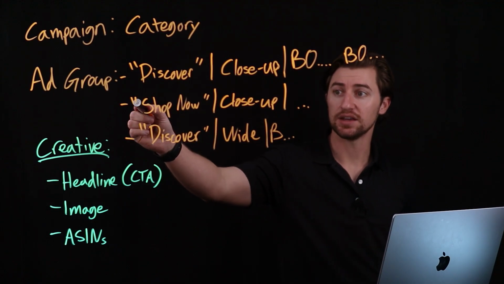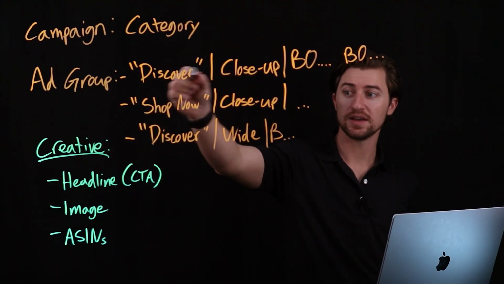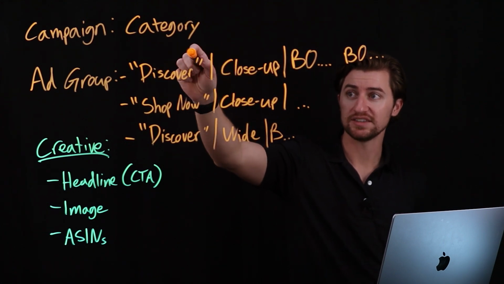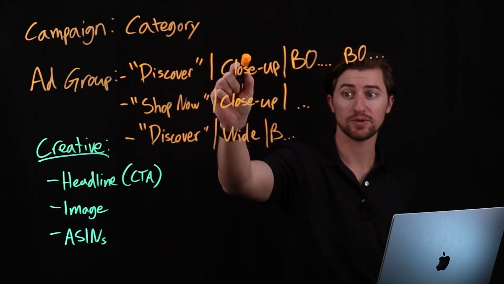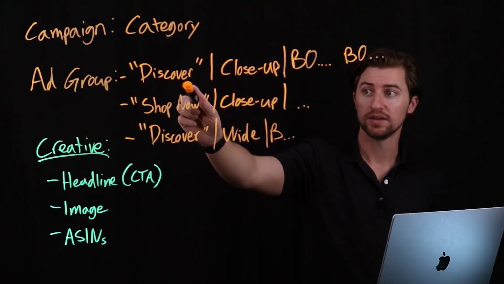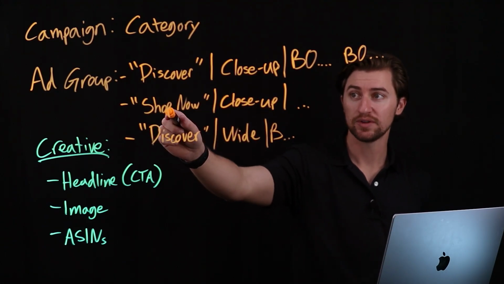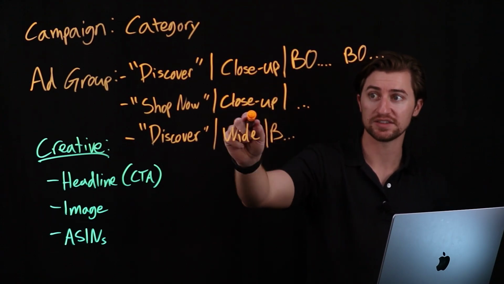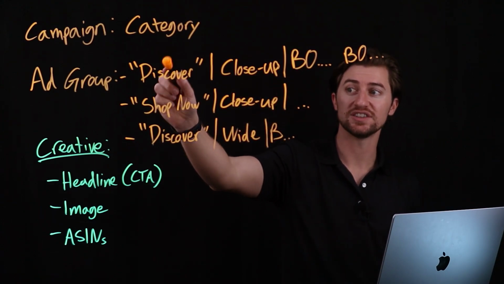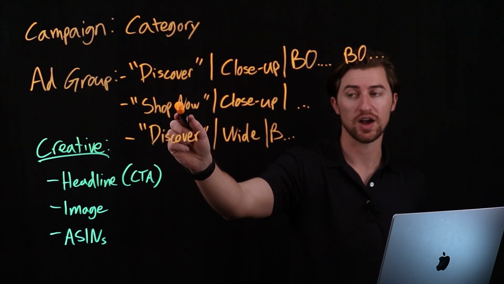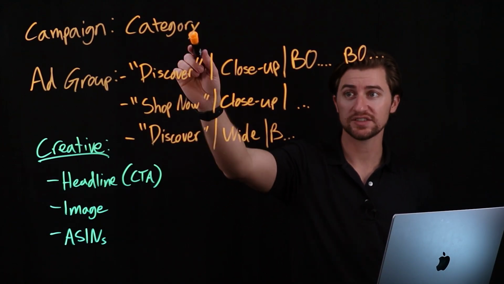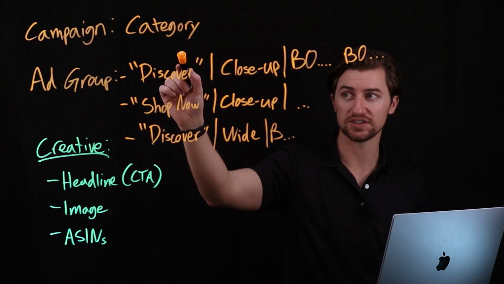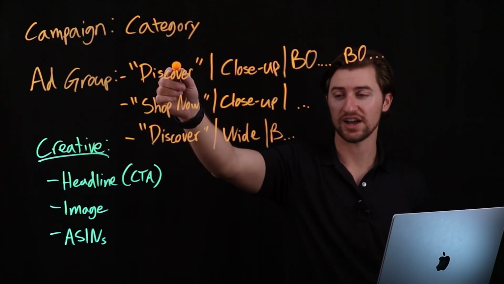We can see if this one ends up being the best performer. We can then say, okay, is this creative the best performer because we were testing the keyword discover, or because we were doing the close-up? Well, if this one up here outperforms this ad group, and they were both the close-up and they both had the same ASINs, we know that it was actually the call to action discover, which was outperforming the shop now call to action. So we have some exclusivity where we know this outperformed this, and the only thing we changed was using the keyword discover, or the call to action discover.